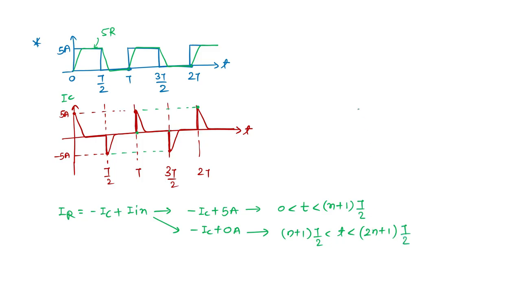So let me check this thing. If we put n equal to 0, for time between 0 to T by 2, my resistor current comes to be what?